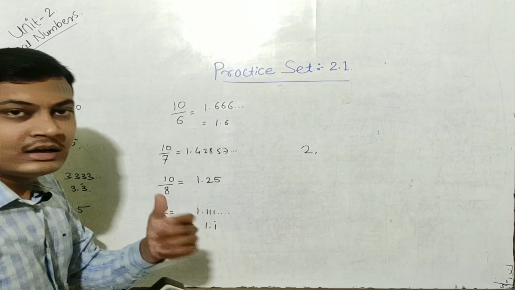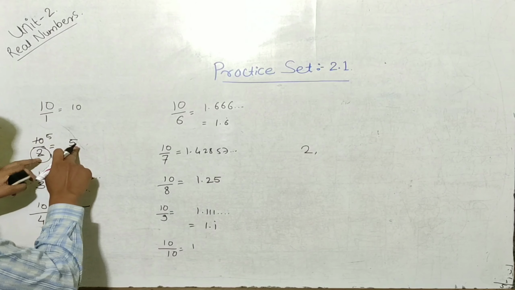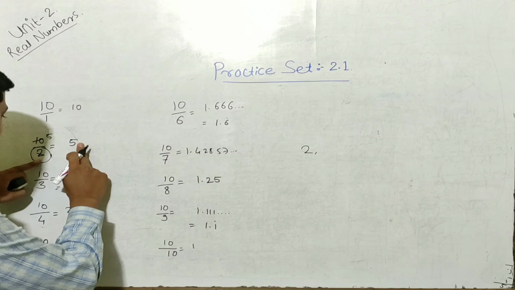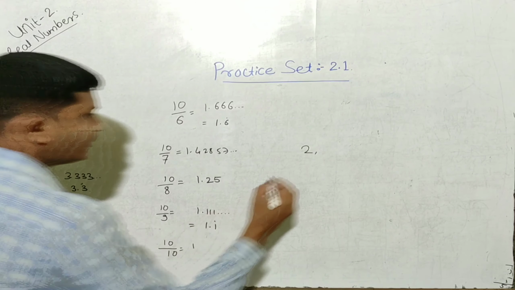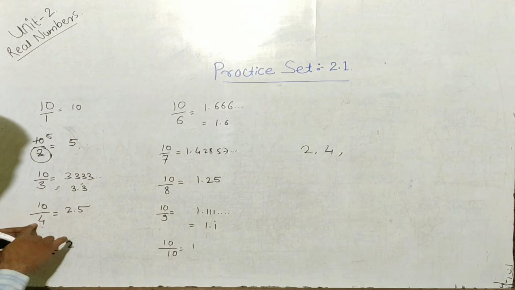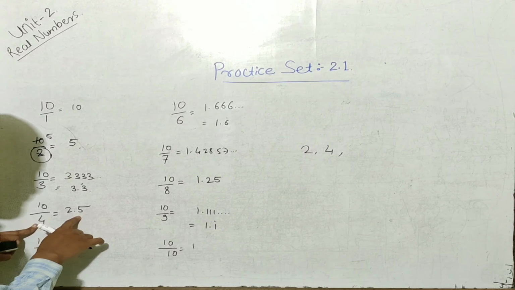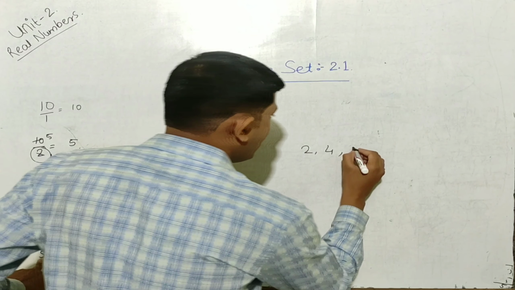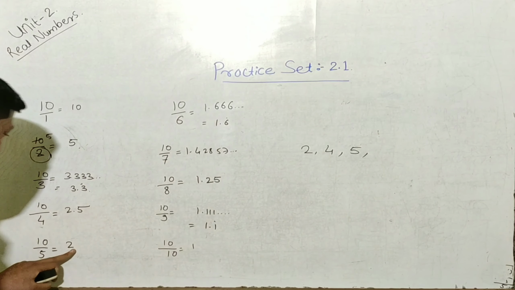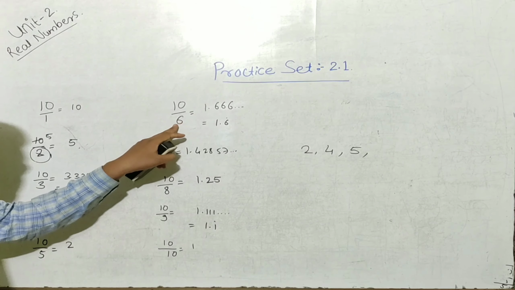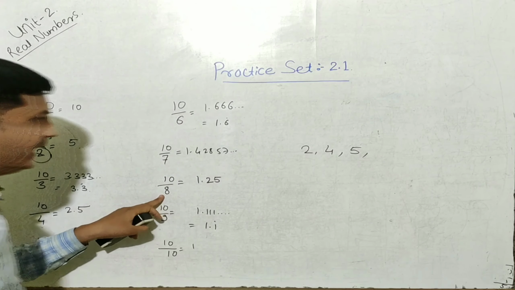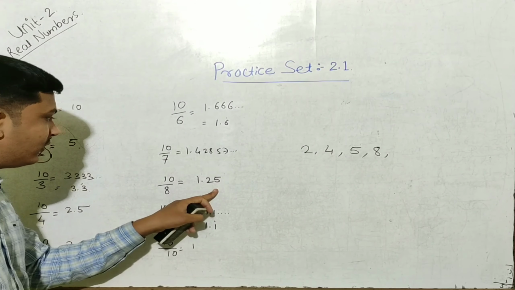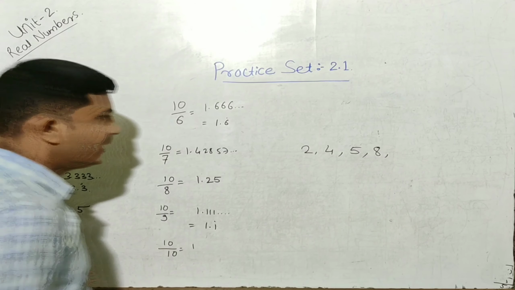At what terms do we get terminating terms? Here we take the denominator 2, so we get a terminating term 5. Again, we take the denominator as 4, so we get the terminating term. Again, the denominator has a 5, and we get the terminating terms. The denominator has an 8, so we get a terminating term 1.25, and here 10.